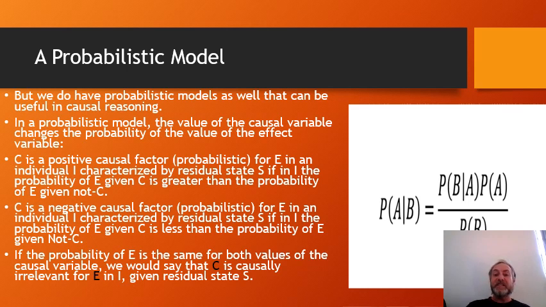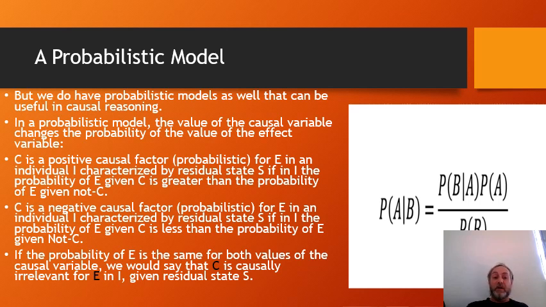So what would a probabilistic model of causation look like, as opposed to a deterministic model of cause? You're not going to have to use that formula. That's just Bayes' theorem. I was just looking for an image. But don't worry, you're not going to be using Bayes' theorem. So how does a probabilistic model work?